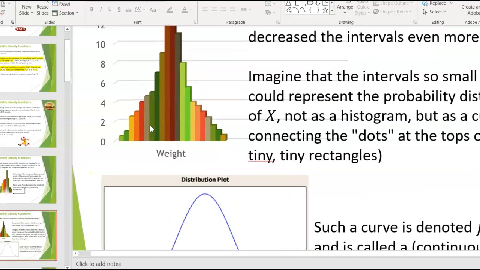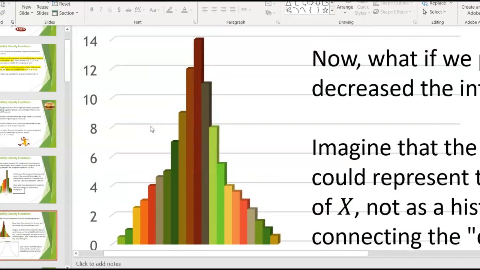Jig-jags, that's a cool word. Zigzags, jig-jags. This is a really good lesson to record. Hi, Mint, we miss you, and I hope you're enjoying this.